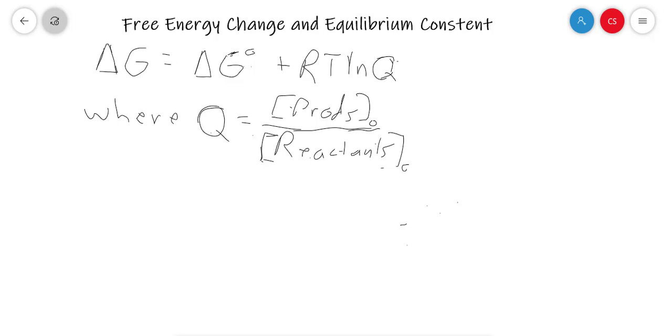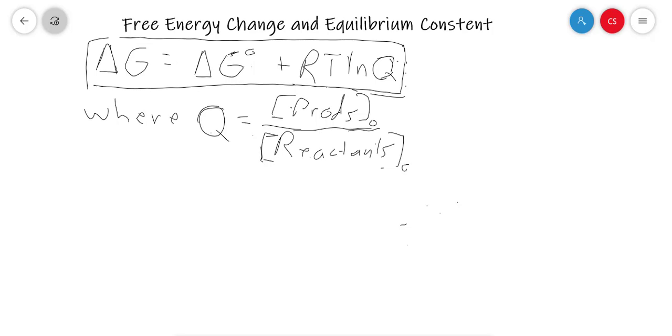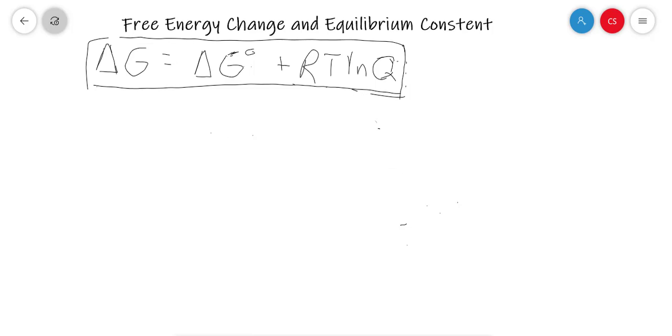So what we're going to do now is take this expression that we had from last time, and I'm going to show you what happens if we assume that we're actually at equilibrium with this non-standard expression. If we take the general expression here for the non-standard delta G, let's just say that we're at equilibrium.